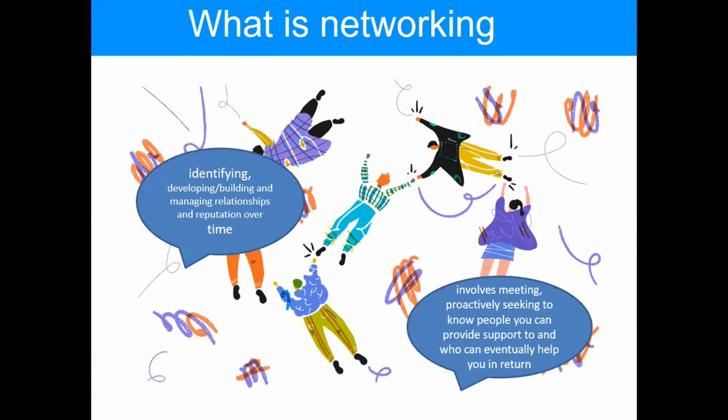And then of course, this involves meeting proactively. That's another key word we need to listen to, because sitting by yourself, you're not going to create a network. You have to be proactive. You need to go towards the people you want to build the network with, because you are the one who needs the network. So you have to proactively seek to know people who can provide support to you, and you can eventually provide support to them as well, because networking is a two-way street. It's not only about taking, it's also about giving.